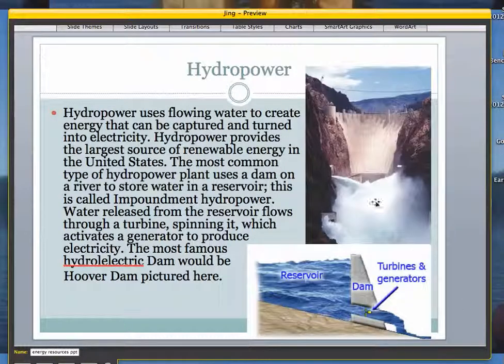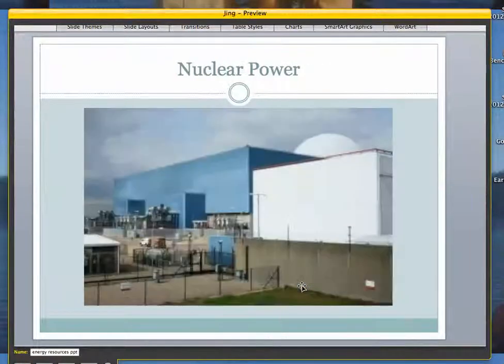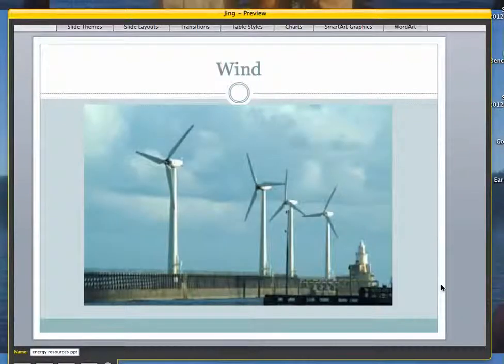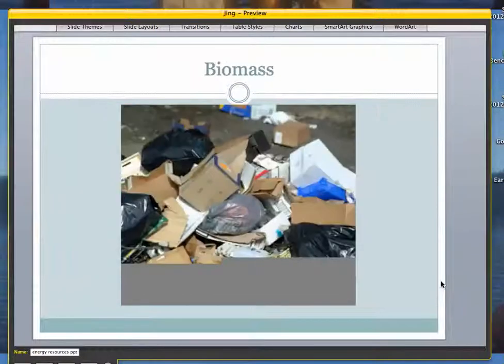Hydropower. This is an example of the Hoover Dam, and this is an example of how the turbines and generators use the water and how the water is stored in the reservoir so that we can actually produce electricity from these generators. This is an example of a nuclear power plant. These are wind turbines. You can see that there's 4 of them. Sometimes there's hundreds in a row. And this is an example of biomass. Trash, waste, garbage.